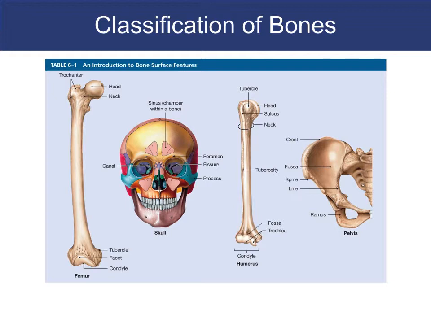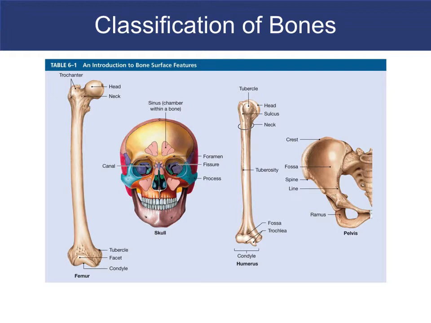There is a facet, F-A-C-E-T, a word you're going to hear a lot. Facet means a smooth area or a joint where two bones rub up against each other. The facets are always covered with cartilage in a joint. So that's your knee joint, obviously. Condyles is another bulge. I don't want to beat this up very much right now.